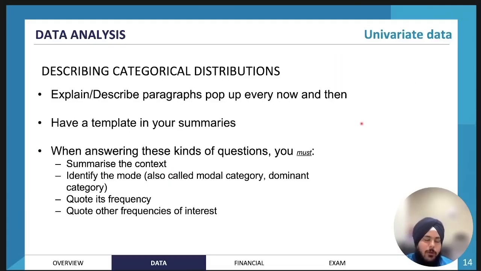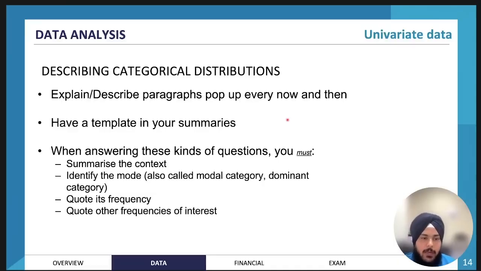Okay, so now we're going to quickly look at how we might describe categorical data. Describing data is really important and also part of the study design dot point. These sort of describe or explain paragraphs pop up really often on the exam. So you should be really familiar with how to describe data, what you need to describe, and also how to describe it. So what you need to do.